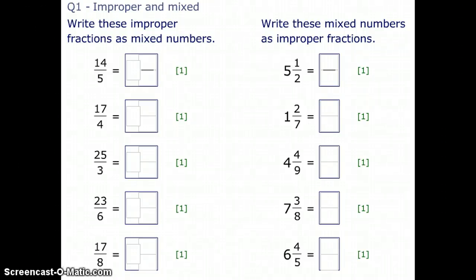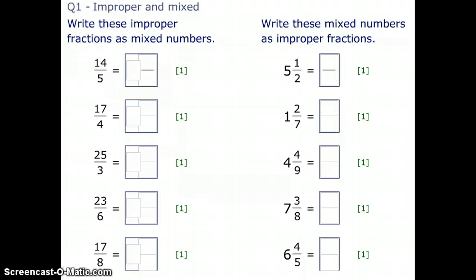Well, this is just a very quick tutorial on improper fractions and mixed numbers and how to convert between the two of them. What we've got is 5 examples of each, and we're just going to see how we can convert between the two. We're going to start with improper fractions.